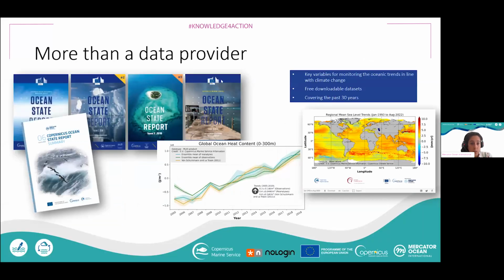Besides the products you can download, the actual data you can have access to, we also provide a yearly extensive report on the state of the ocean, which you can also access for free. It's called the Ocean State Report. And to make it even more accessible, we also create a summary of this report to be more accessible to other communities, such as policymakers or just someone in a non-scientific realm.